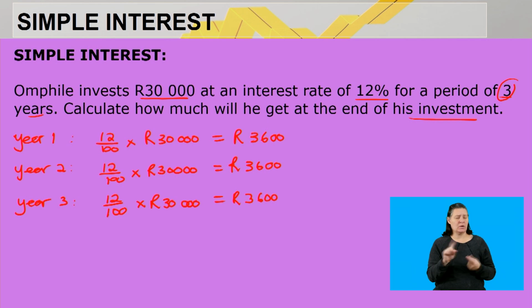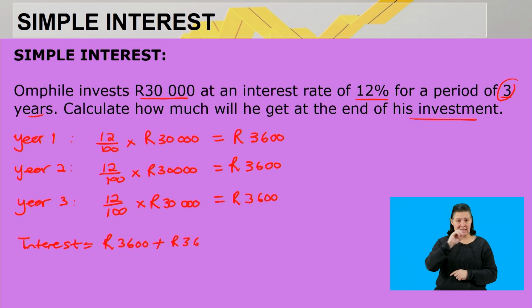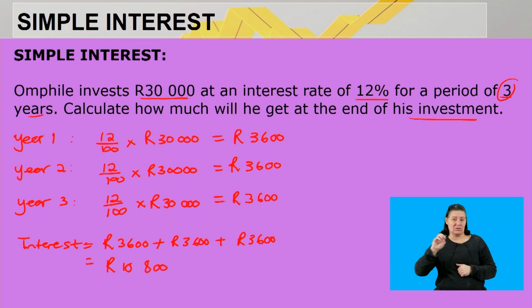So now I will check what is the interest that they'll earn over this 3-year period. So the interest then equals the 3,600 plus 3,600 for year number 2 plus your 3,600 for year number 3. So I can also say 3,600 multiplied by 3. We agree on that, right? So that will give us interest of 10,800 Rand. So that's only the interest that he'll earn on this investment.